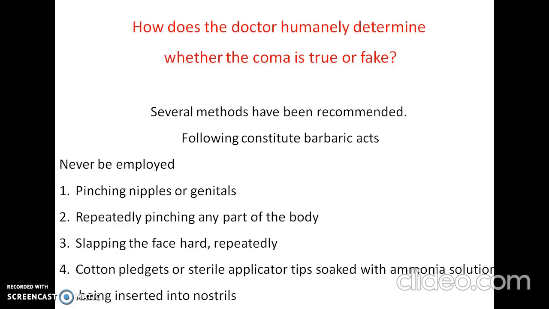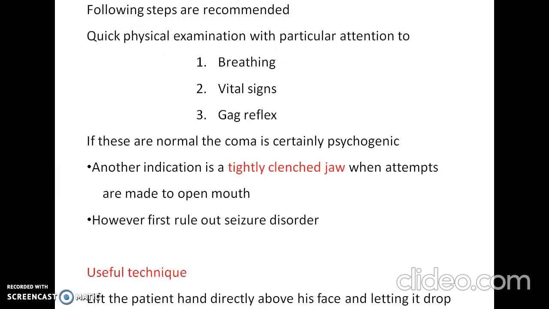In the olden techniques, pinching of the nipples or genitals was done, because out of shyness or humiliation the patient would respond, so that fake coma could be revealed. Or repeatedly pinching any part of the body could also serve the purpose. Or slapping the face very hard and repeatedly could also help. Or sometimes cotton threads or sterile applicator tips soaked in ammonia solution might be inserted in the nostril in order to get some reflex responses. Those techniques should not be used, but now the following steps are recommended.